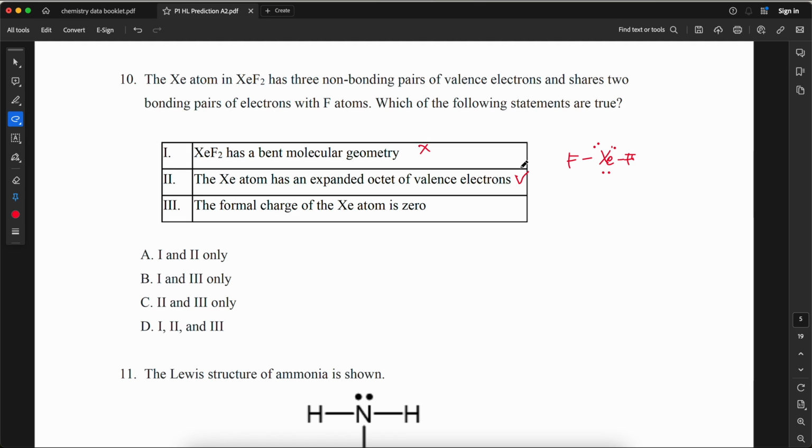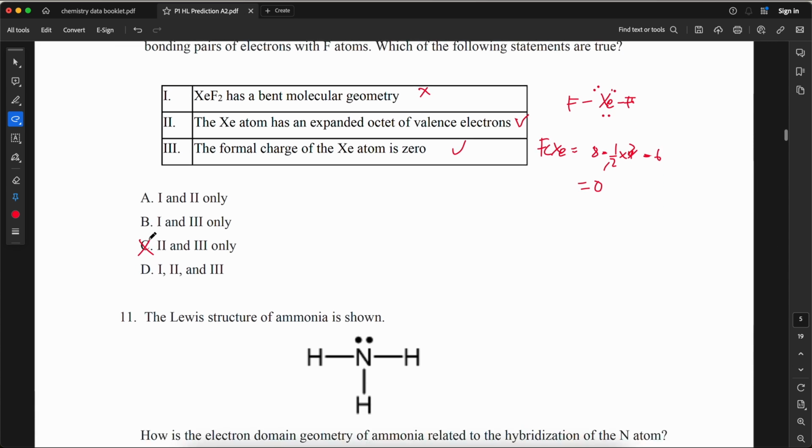The formal charge of the Xe atom is 0. Let's calculate the formal charge of Xe. So valence electron is 8, minus half of the number of bonding electrons, which is 4, and minus non-bonding electrons, which is 6, so 0. Correct. So the answer is 2 and 3 only.